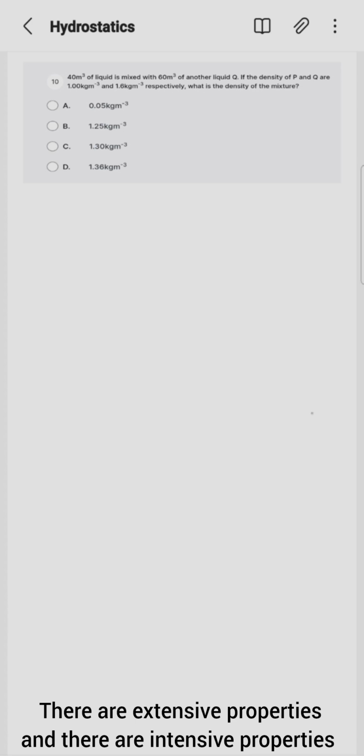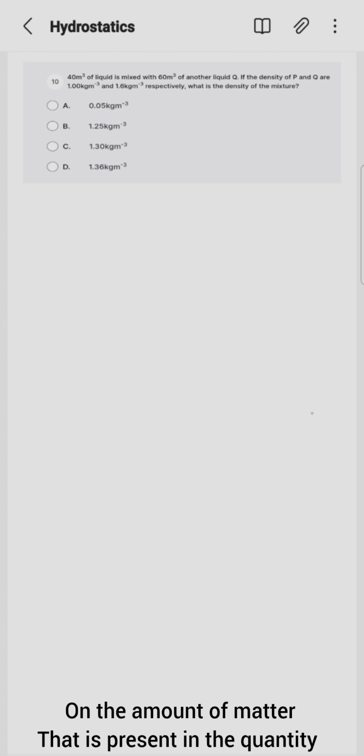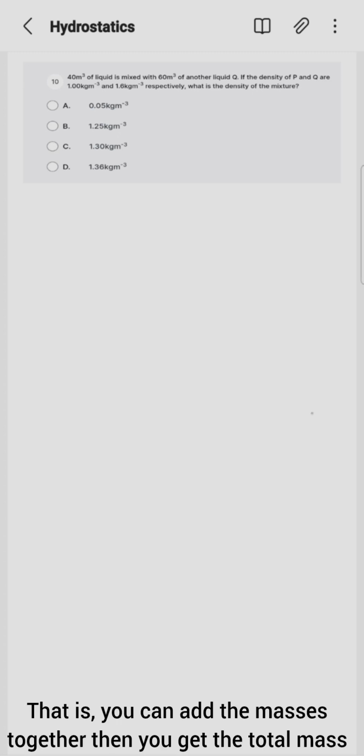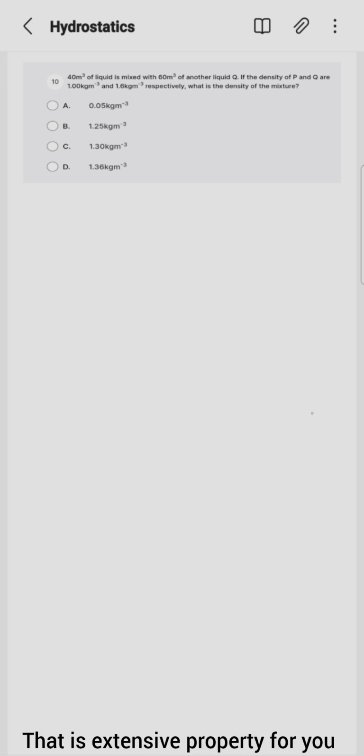There are extensive properties and there are intensive properties, alright? Extensive properties are properties that are dependent on the amount of matter that is present. That is, you can add the masses together, then you get the total mass. For example, mass itself. If they give you 40 grams of a liquid, and then 60 grams of another liquid, and you mix the liquids together, the total mass is going to be 40 plus 60, that is 100 grams. That is the extensive property for you.